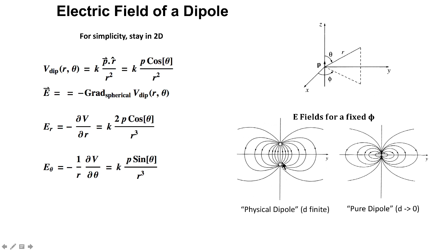Well, we've seen what that looks like before. If we have a physical dipole, what that means is that the distance between them, this d, is finite. And you can see that it is open. You can actually see field lines between the two charges.